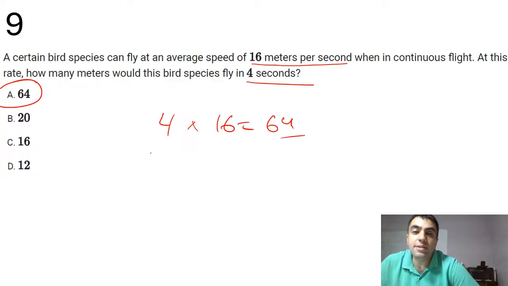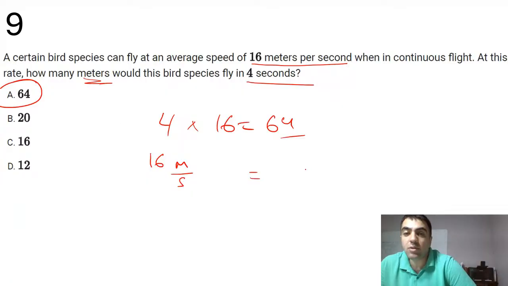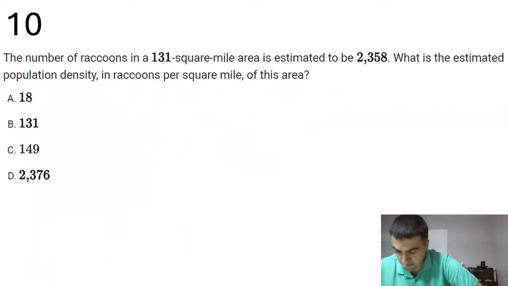Let me write 16 meters per second, and we are looking for meters. Okay, we are looking for meters, so we should multiply this with seconds. These cancel out and it is 4 seconds. Okay, this is 64. Next question.